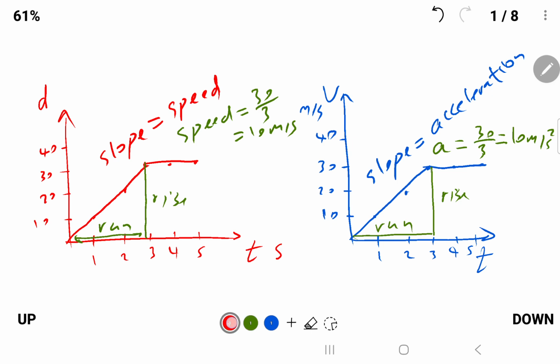On the other part of the graph here on the left, you can easily notice that the graph has become horizontal. And this means that the object has stopped. So here we say object stopped. While on the other graph here, when the graph has become horizontal, we say that the object is moving at constant speed.